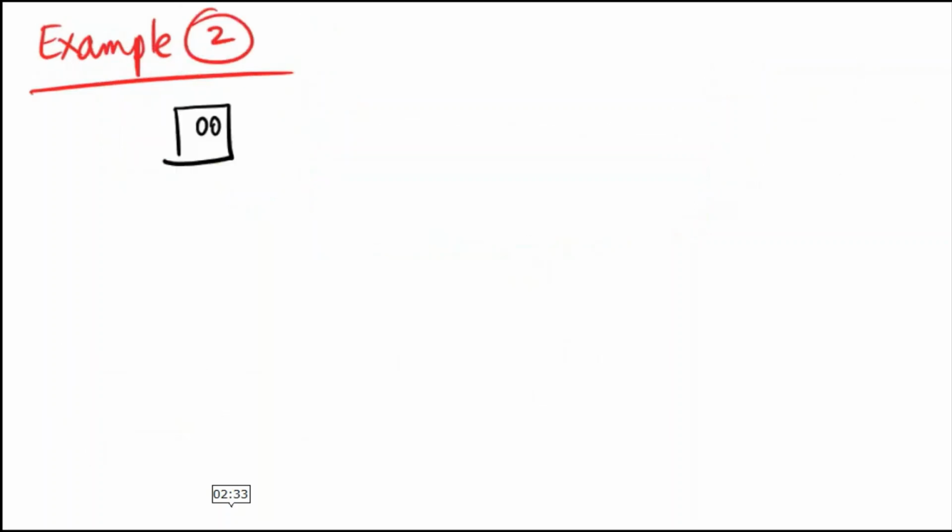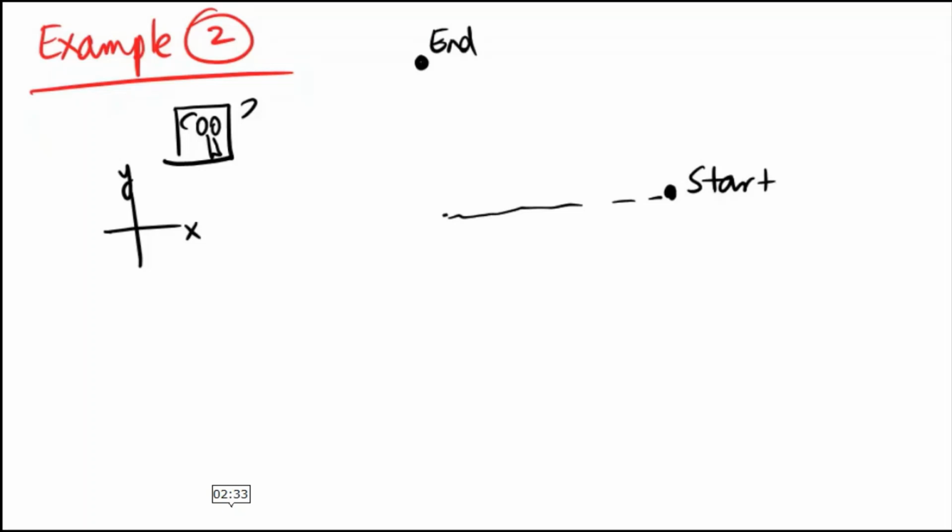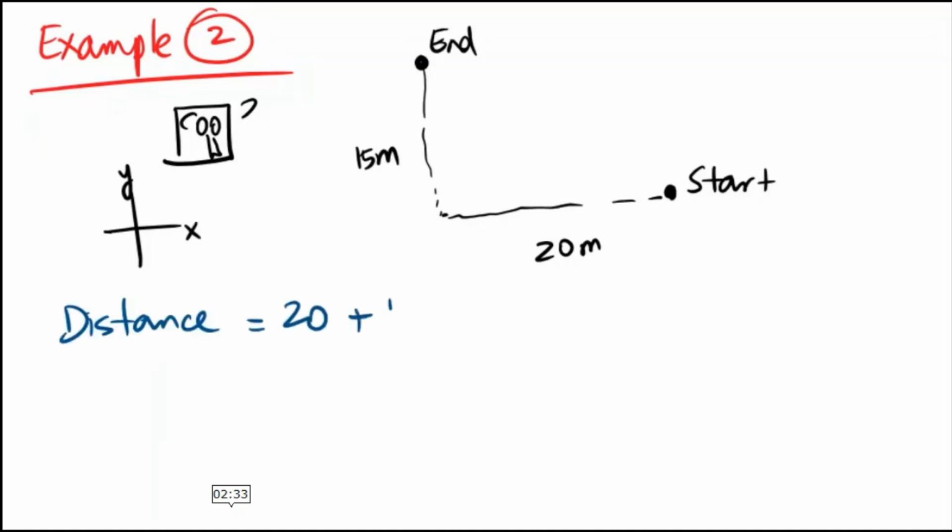Here's another example. Let's say we have an elephant this time. Let's draw the coordinate system, x and y axes. Let's say it starts from the start and goes to the end point as I labeled in the picture, and it's traveling along this path 20 meters and then 15 meters. The distance is obviously adding the two numbers. That's the length of the path. Displacement is how far from start to end.